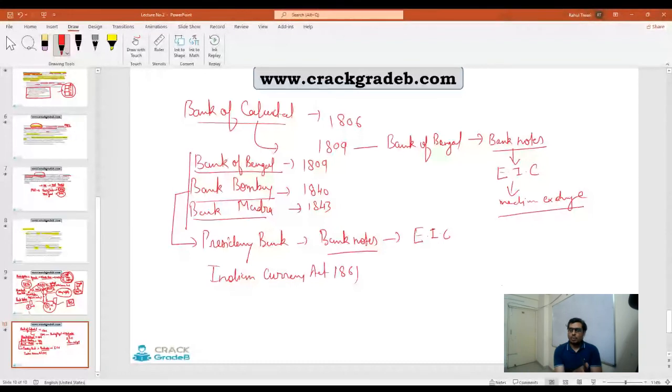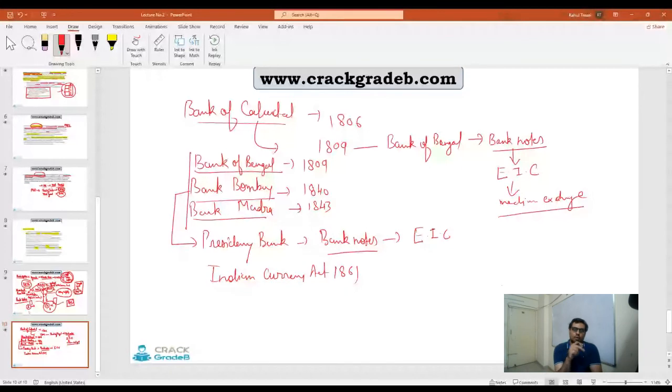Through the Indian Currency Act of 1861, the government made it very clear that now only the British India government has the power to issue banknotes. I'm repeating. Now only the British India government has power to issue banknotes. No other bank has the power to issue banknotes. But the point is, the government is not a bank. So that is a paper note, a paper note issued by the government of India.